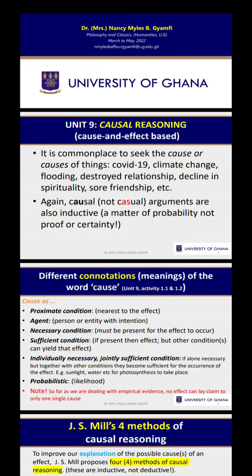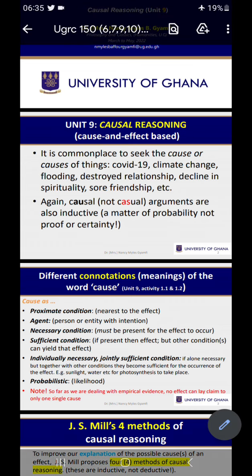Now we are coming to look at what causal reasoning is. There are different senses of cause, and these senses of cause are the proximate cause. We have a causal agent, we have necessary condition, and then sufficient condition. So these are the topics I want us to look at before I bring the discussion to an end.